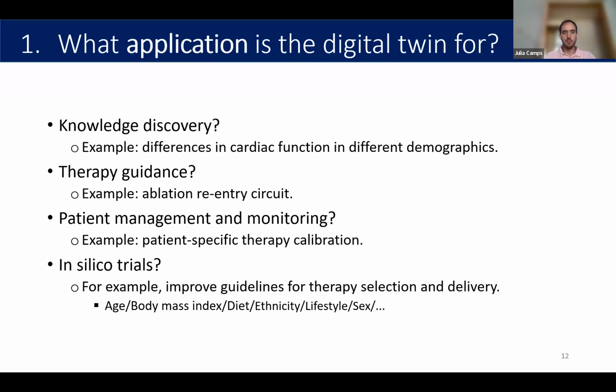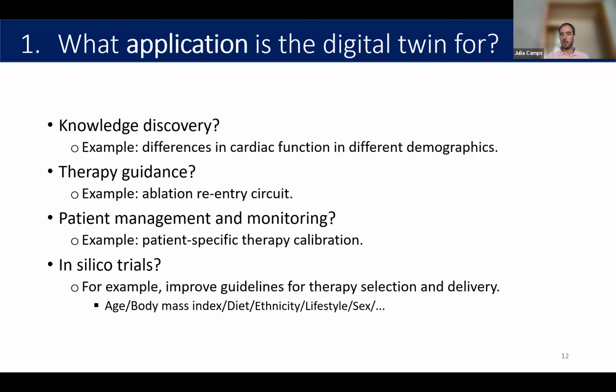Good. So I have listed here a few different contexts of use that you can think about in cardiology. For example, it could be knowledge discovery. This would relate back to the case of having 40% of patients requiring a medication and another 60% not. Maybe we want to understand better the patients that do require the medication, so we want to dig deeper into their physiology and discover new mechanisms, for example. This could be a knowledge discovery case.